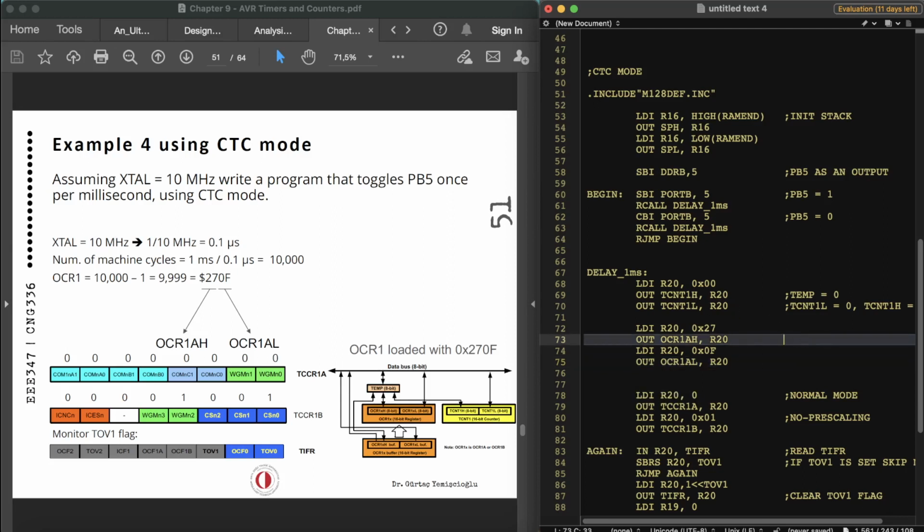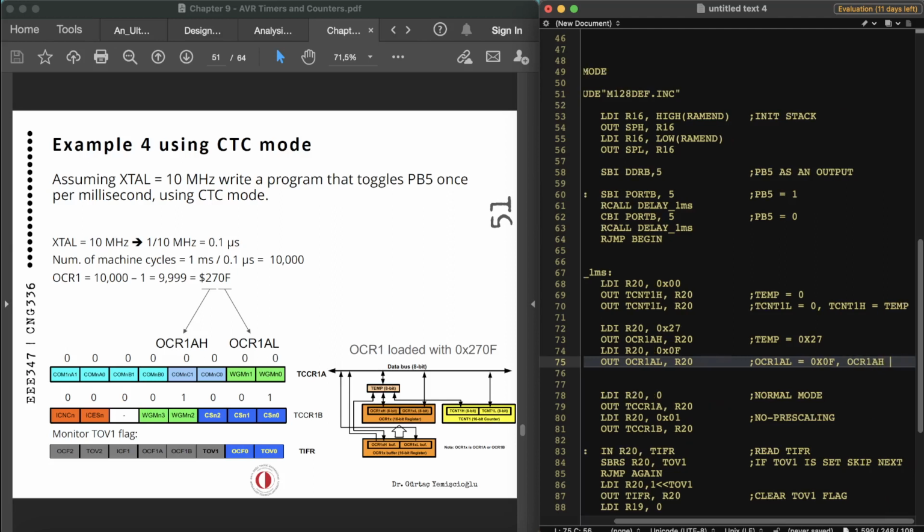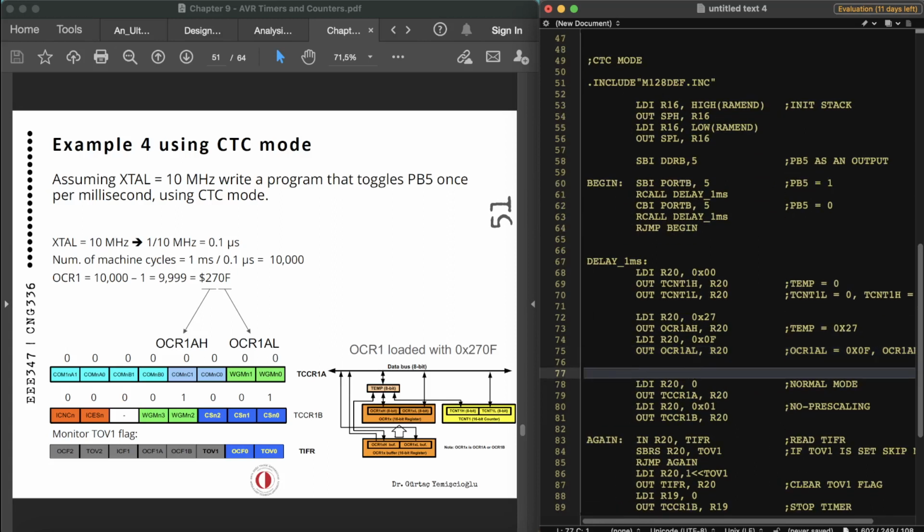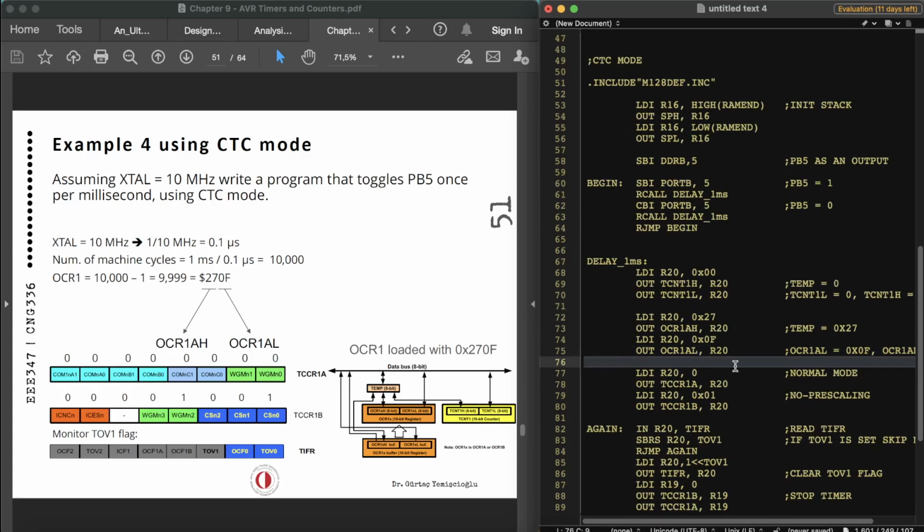So here, once again, temp is 0x27, and OCR1AL is going to be 0x0F, and OCR1AH equals temp in this case because it's already stored in temp. So OCR registers are set, which we need to match and compare.